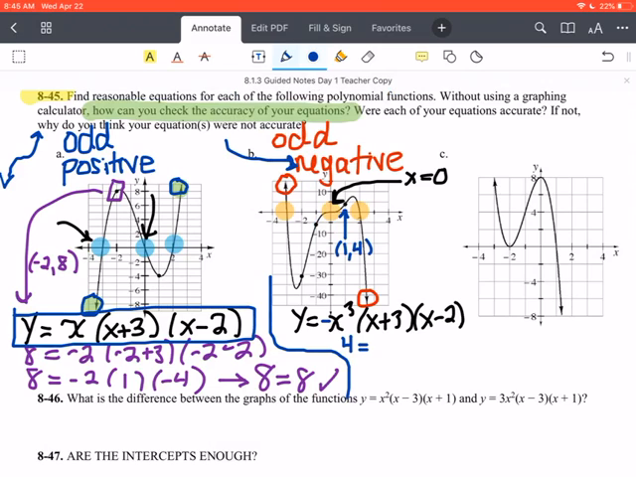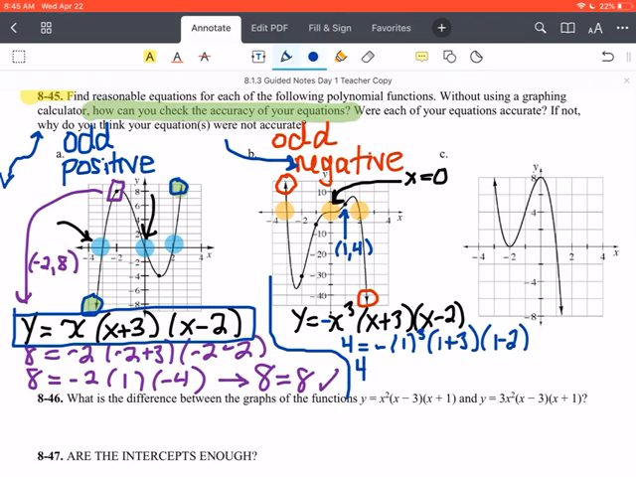It's going to be a negative out front on the leading term. So I'm going to put my negative, and then in parentheses, because we are not cubing the negative, that's very important, 1 cubed, and then times 1 plus 3, and then times 1 minus 2.